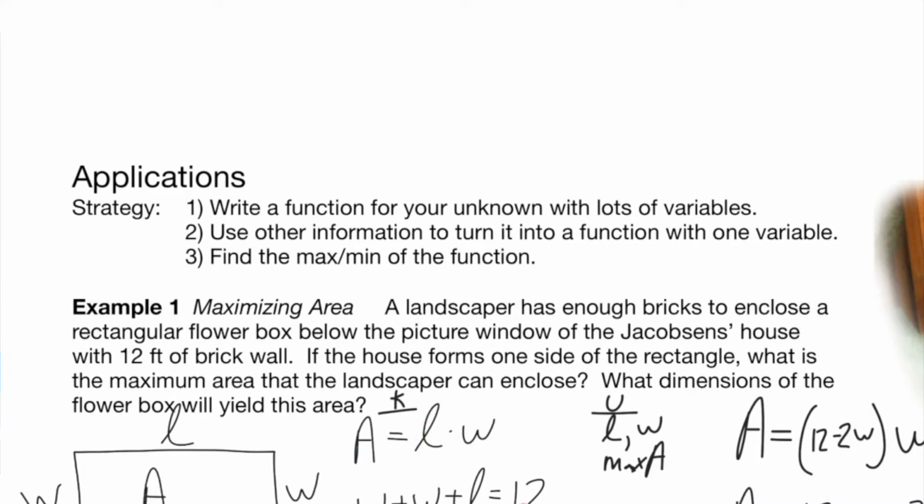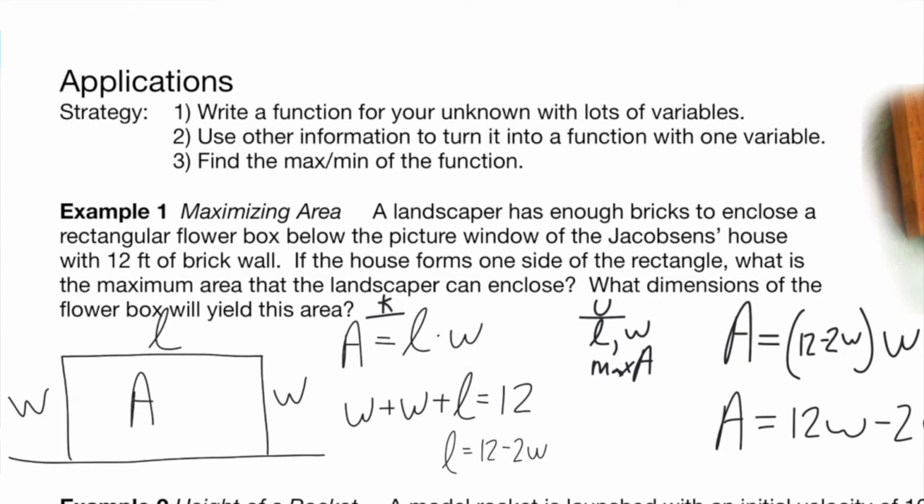So these are the equations that you know, and you can even rewrite them. Width plus length equals 12. You can rewrite this to solve for L: length equals 12 minus 2w. I'll show you why we did that in a second. The unknowns are the actual length, the actual width, and the actual maximum of the area.